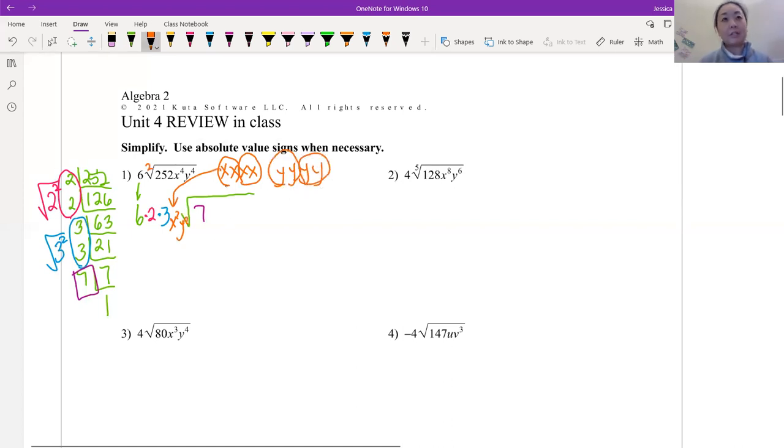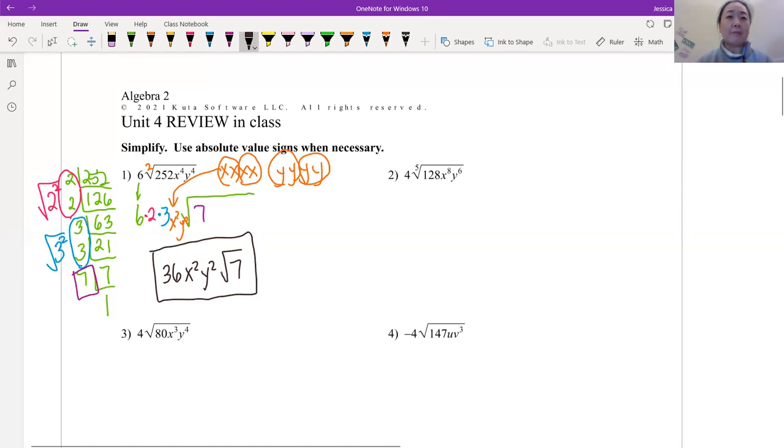So notice that there's nothing else in here. So I'm going to just make this a little bit nicer because this looks a bit of a mess. So 2 times 3 is 6. 6 times 6 is 36. And this is going to be x squared, y squared, and the square root of 7. And notice, we got to think about it because it says use absolute value signs when necessary. x squared will always be positive and y squared will always be positive. So while you could put in absolute values, you don't have to. It's redundant. So you can just leave it like this.